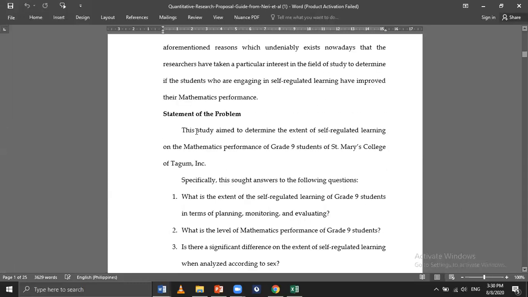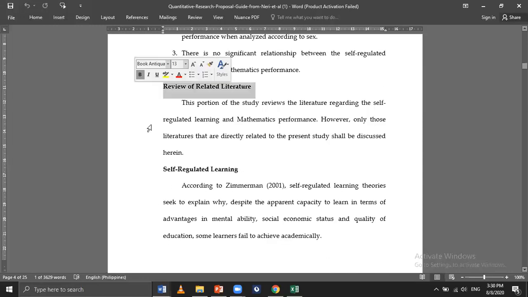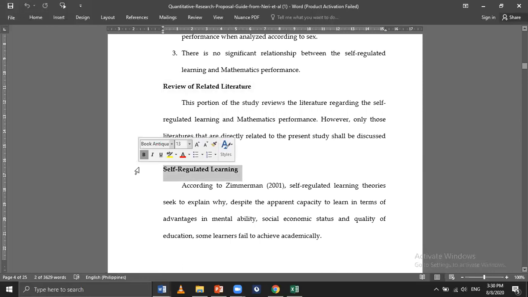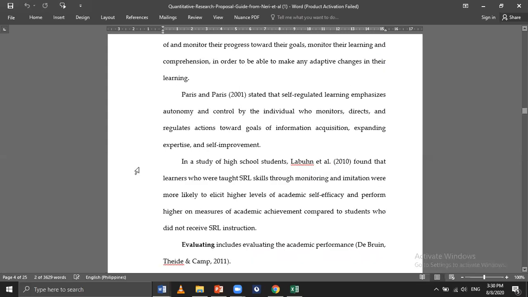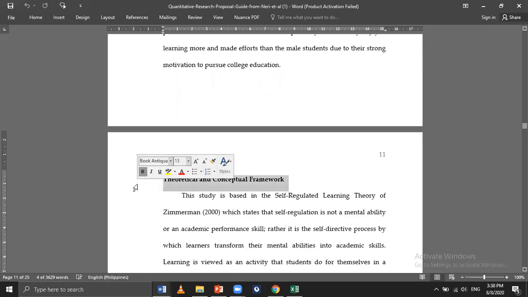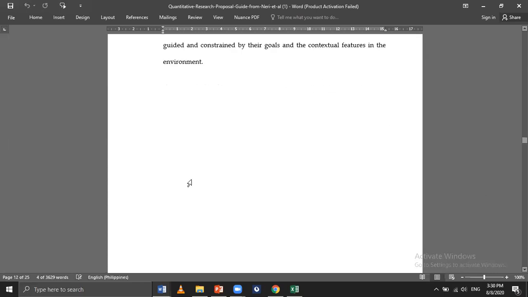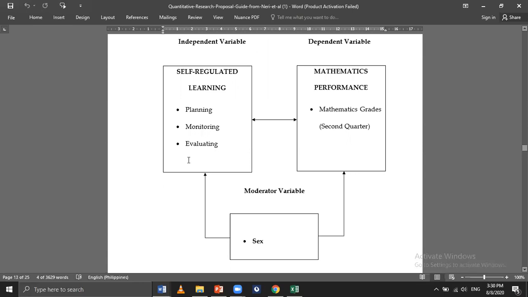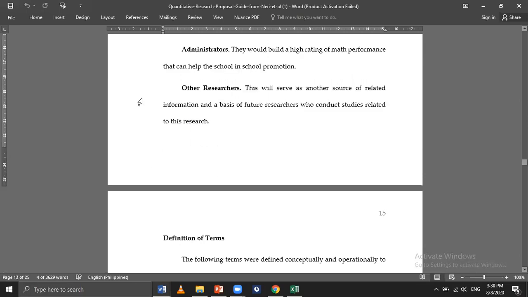Okay, so this is the background of the study. We have the statement of the problem, the hypothesis, review of related literature, which is divided into the main topics, which we will be talking about later. And yeah, there's a lot of it. Another main topic, the theoretical conceptual framework, which is actually the very first topic to be discussed. And we have the conceptual paradigm, the significance of this study, and the definition of terms. So this is the whole of chapter 1.